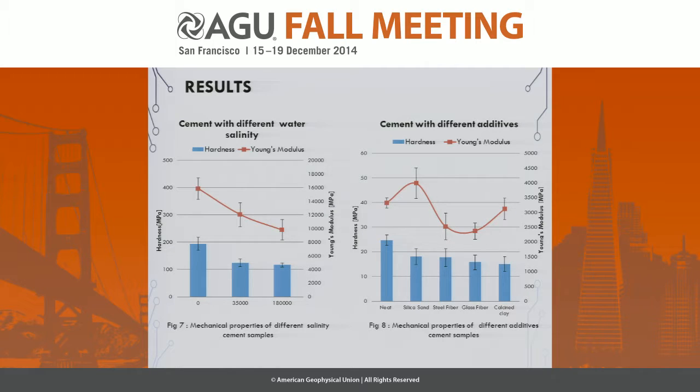Also, one more thing to notice here is the standard deviation for the additive cement is much higher than the neat cement. This is because when we do the indentation, when the indenter touches the cement and it touches the material you added, you get a highly deviated value. This is why we have a high standard deviation right here.